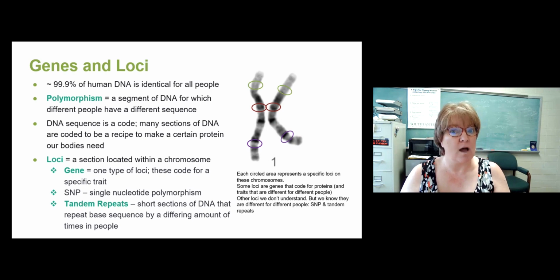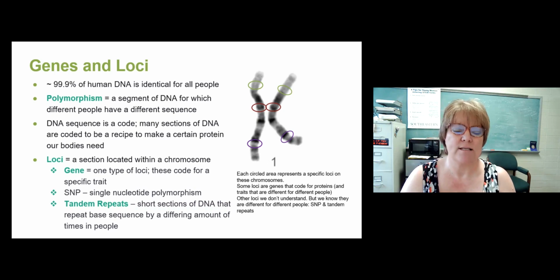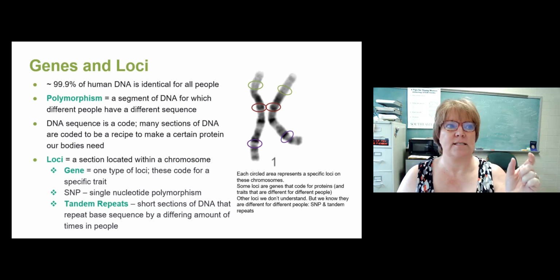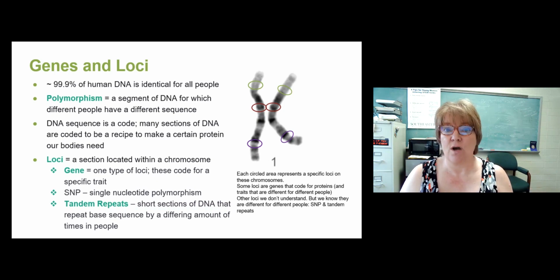So a couple of reasons why they might be not identical. One is that it's a gene, and it's coding for a type of protein, and different proteins have different traits. Another is it might be what we call a single nucleotide polymorphism. Again, polymorphism just means it's a segment of DNA where the code is not the same for every single person. And a locus is just talking about a location on a chromosome. And there are several types of loci. One is a gene, and those are the ones we focus on a lot.